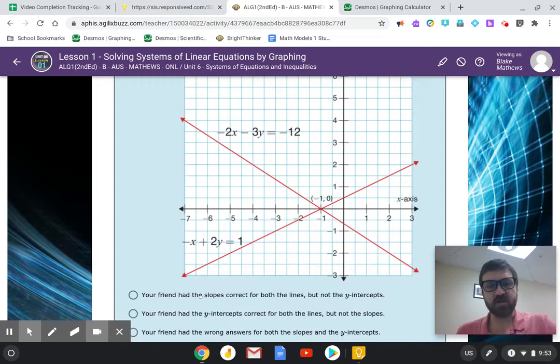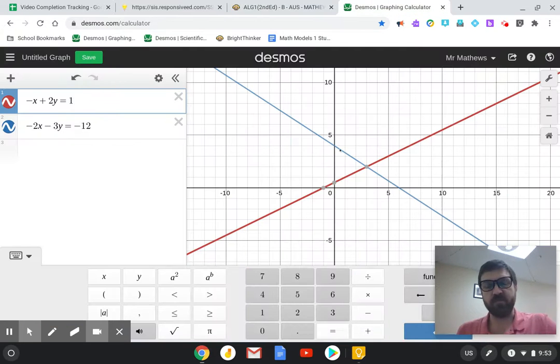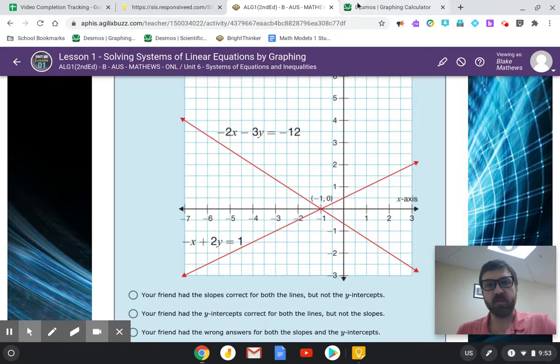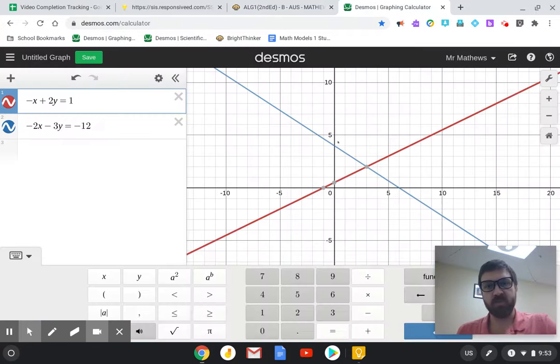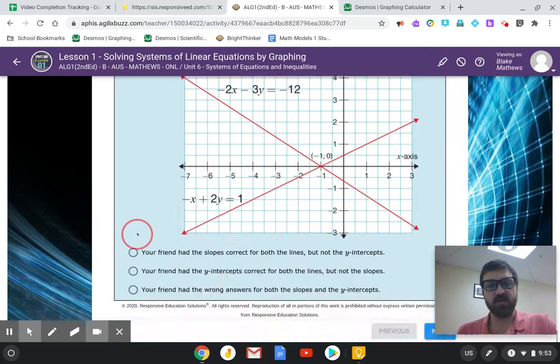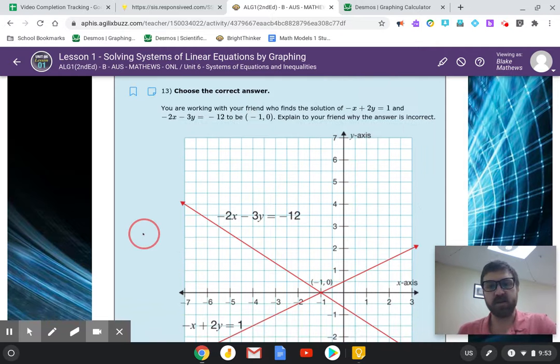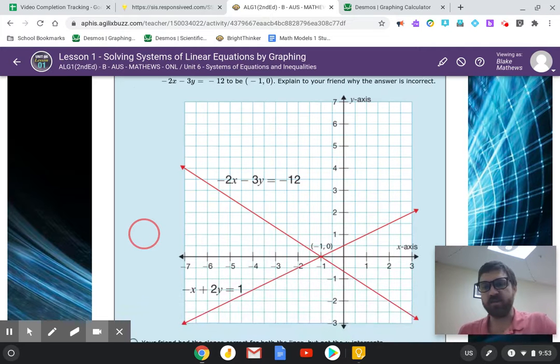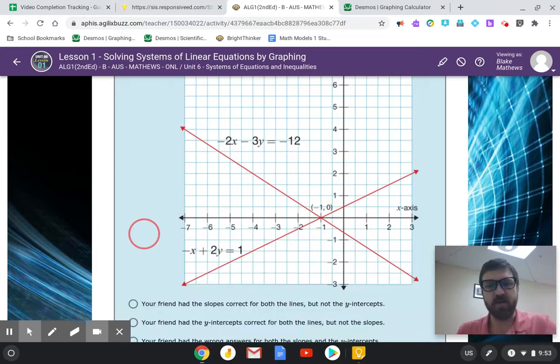It says your friend has the slopes correct for both lines, but not the y-intercepts. Well, I can see, yeah, the slope is the same for the blue line as it is here, but the y-intercept is different. The y-intercept here does not match the y-intercept of the blue line here. So that is going to be the reason the friend has the incorrect answer. So really on this question and in the ones on the quiz, you just need to see what is wrong about the graph. What did they make a mistake on?